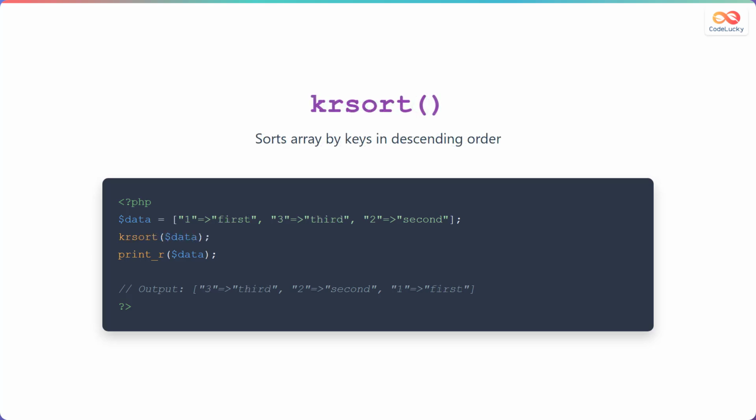Finally, we have the krsort function. The krsort function sorts an array by its keys in descending order. This is the opposite of the ksort function, and is useful when you want to arrange the array elements in reverse order based on their keys. Here we have the same data array with keys 1, 3, and 2. After using the krsort function, the array is sorted by keys in descending order, resulting in the order 3 for third, 2 for second, and 1 for first. This function completes our overview of the key sorting functions in PHP.